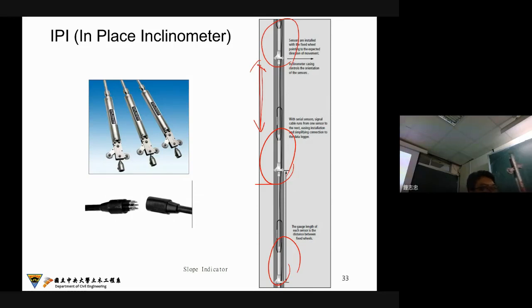How much is it? 100,000 NT dollars, higher. 200, almost, higher. 300,000 NT dollars for this one. But of course, also the cable and the reader. So this may be 200 or 150,000 NT dollars altogether.